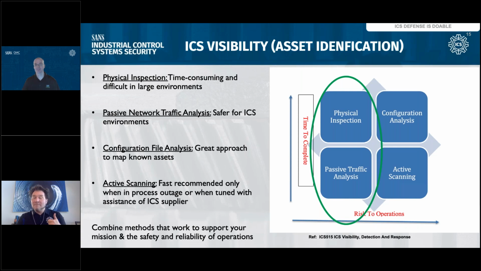So getting to site is that physical inspection. A lot of different pros and cons to that. It's time consuming. There is some risk to it, but it's really physical risk, so you have to have protective equipment when you go to site. Now, the second one is the passive network traffic analysis. And that's really safer for the ICS environment because you are not injecting anything in the environment to understand what assets are there. You're looking at the actual traffic and sniffing the traffic passively to understand what assets are communicating and what's actually in the environment.